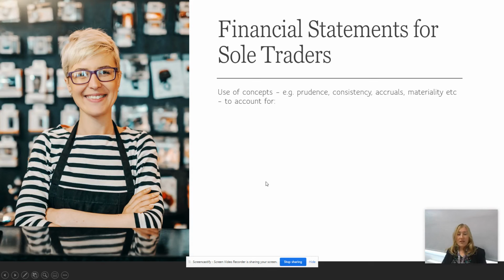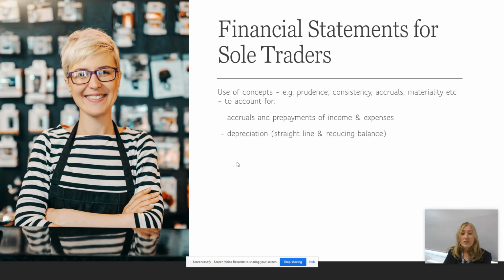So concepts, we could have any of the 10 concepts cropping up there. So prudence, consistency, accruals, materiality, all that kind of thing. So you need to know what they are and how to adjust for them. So things like prudence would impact on inventory valuation, for example. So that could easily be part of a 6-mark question attached to some number crunching.